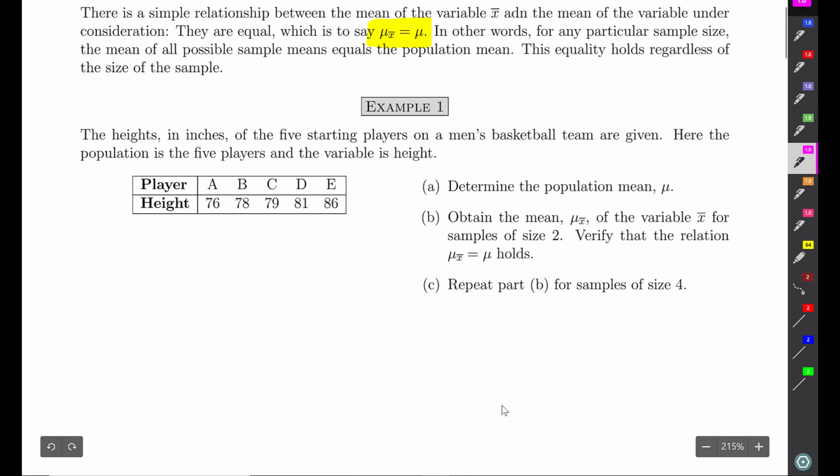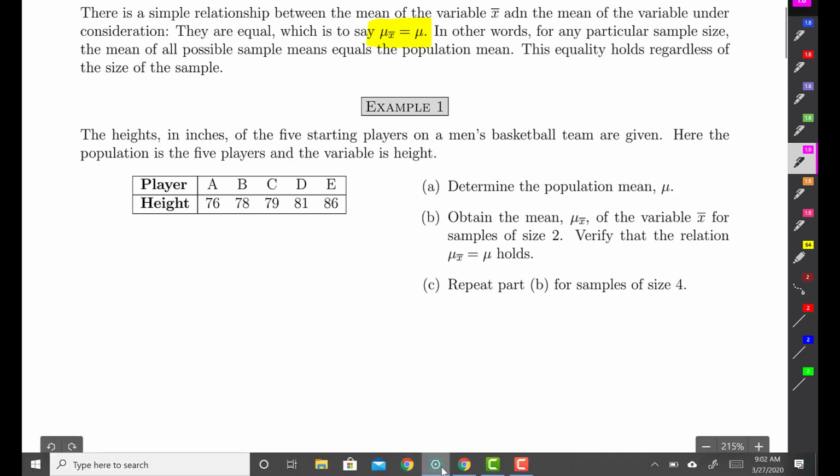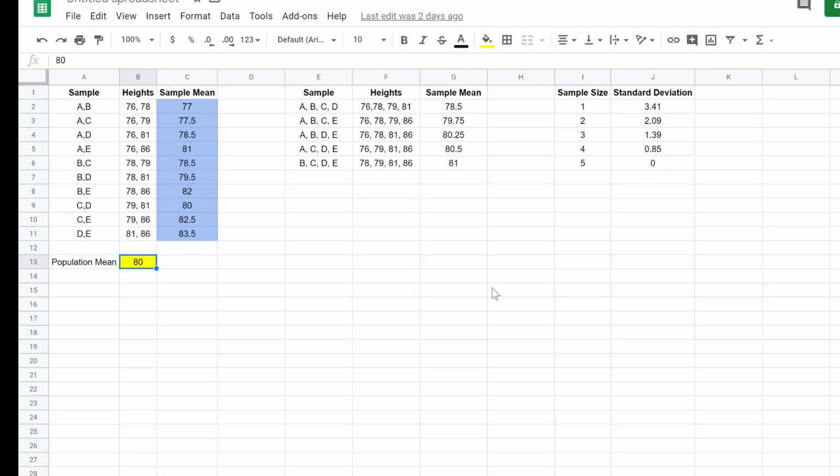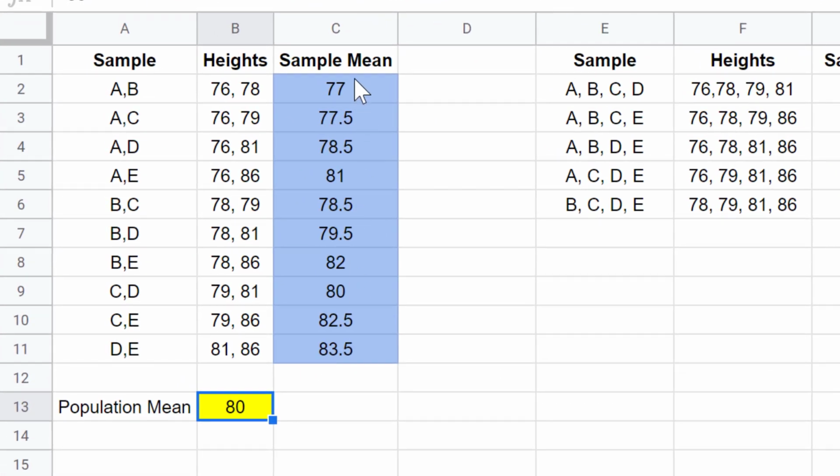What that's asking us to do is to take every conceivable sample of size 2, which we did in the previous set of notes, and so we're going to reuse that here. And we find the mean of each one of those individual samples, and then we take the mean of all of those means. It sounds like a lot of means going on. But let's pull this up.